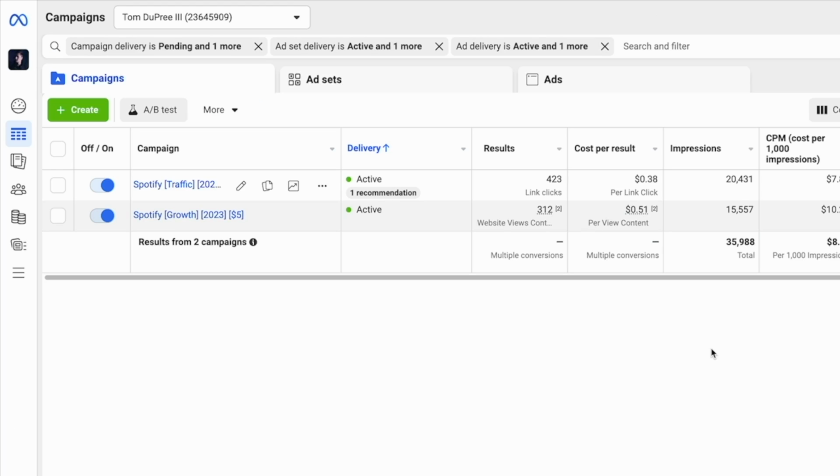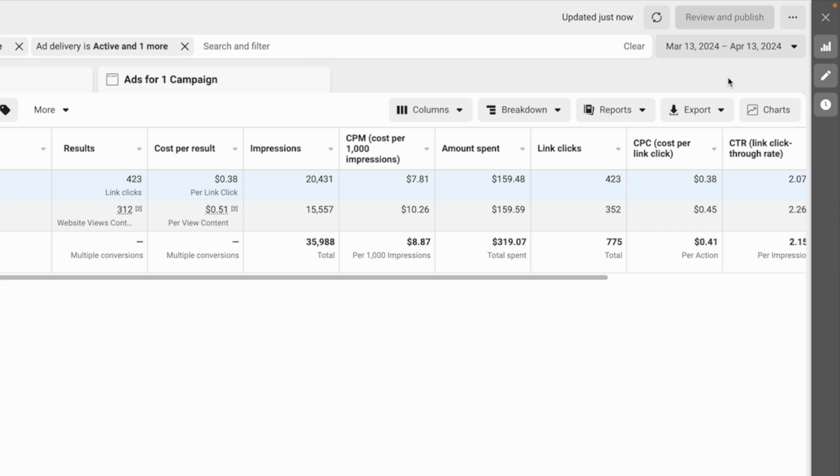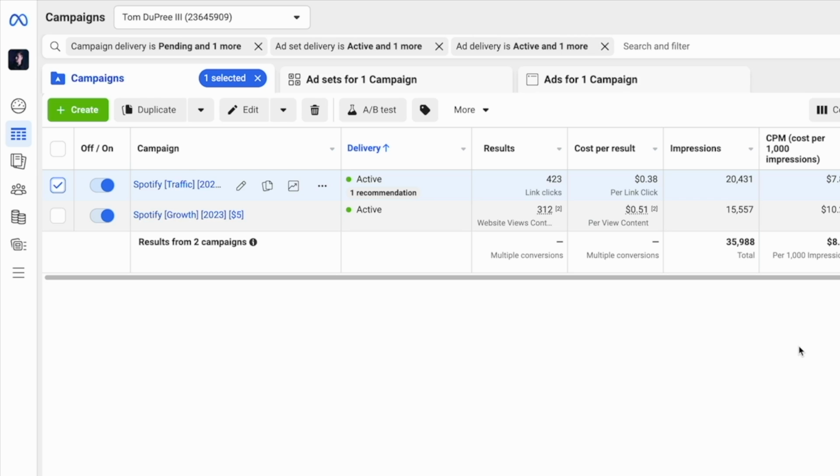Okay, so now let's look at some results on Meta for comparison to the Spotify campaign. We'll start with this traffic campaign at the top. I have the same date range selected here, March 13th through April 13th. Inside the traffic campaign, 423 link clicks compared to 157. 38 cents per click compared to $1.59. I had 20,000 impressions, actually far lower impressions. I think the Spotify campaign had 36,000? Yeah, 36,000 something impressions. 20,000 for the traffic campaign.